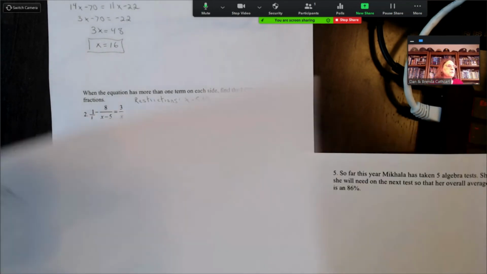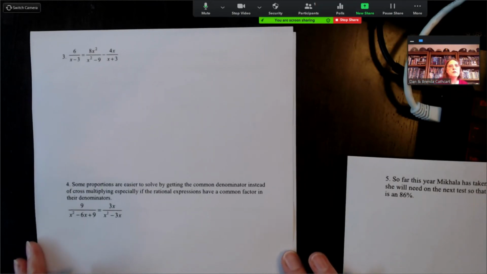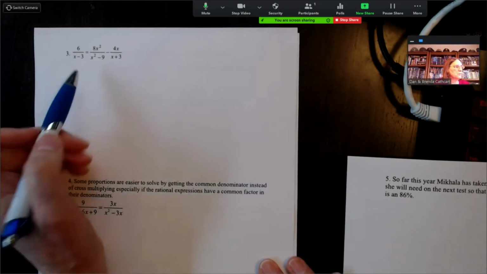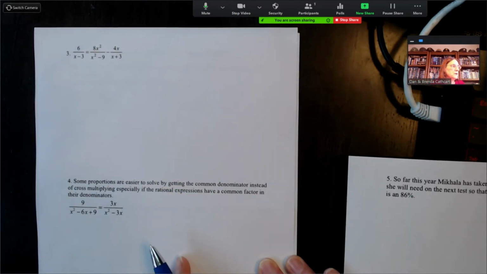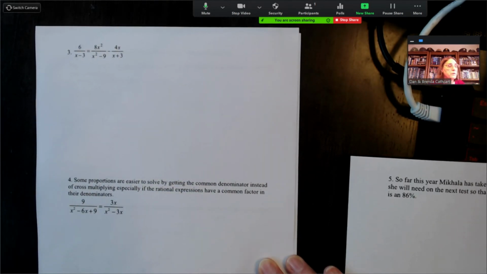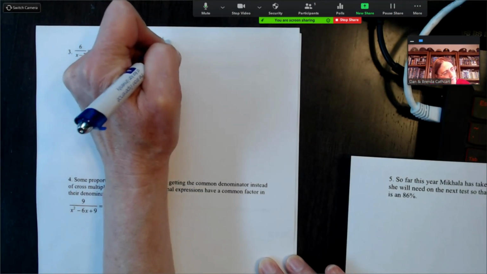Let's look at another example. Again, we have a fraction on one side, and on the other side we have a combination of two fractions, and we need to have a least common denominator. We also need to make sure that we know what our restrictions are. So let's start with the restrictions.